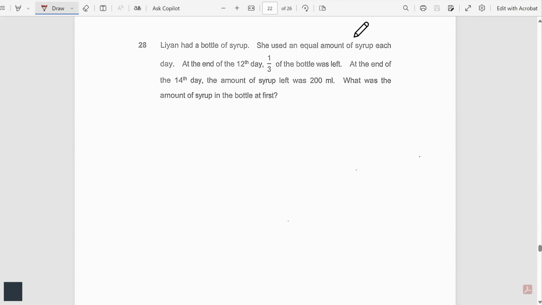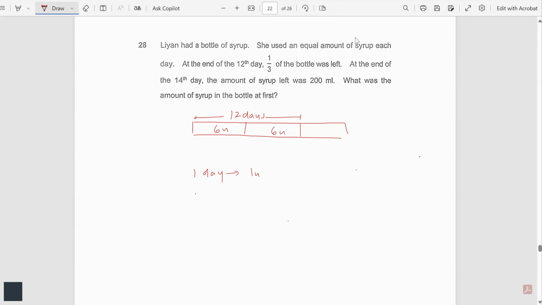Okay, so first, at the end of the 12th day, 1/3 was left. Straw model. 1/3 of the bottle was left, which means that this is for 12 days. At the end of the 14th day, the amount left was 200 ml. With this, the 2 units is for 12 days. So let's say 1 day is 1 unit, which means that this will be 6 days. So 6 units, right? That's how we get 12 units.